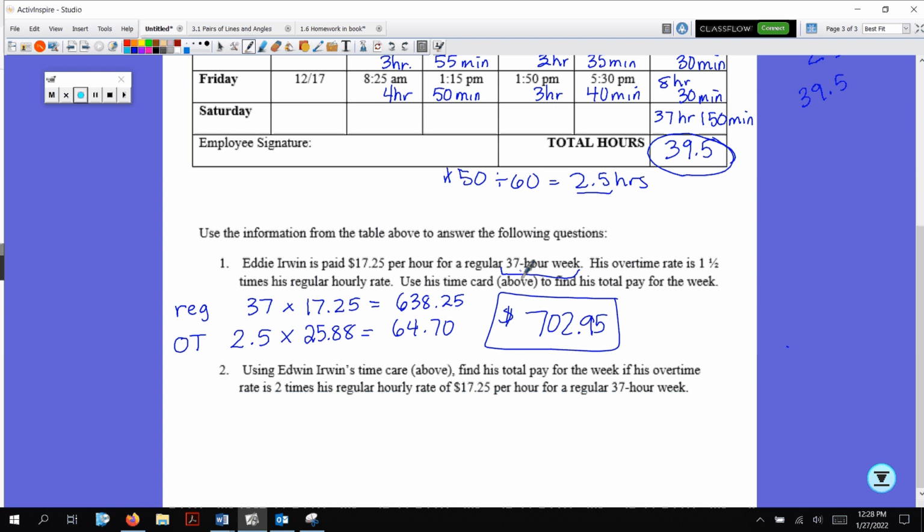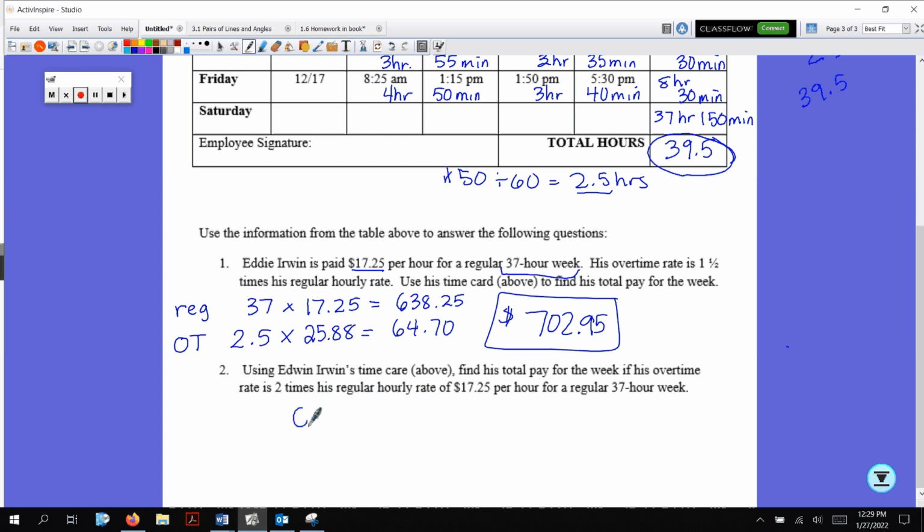Well, 37 hours is his regular time. So we use the regular rate. 37 times $17.25 right here gives us $638.25. Now we need to calculate his overtime. Well, he only worked 2.5 hours overtime, right? Because 39.5 minus 37 is 2.5 times his overtime rate.